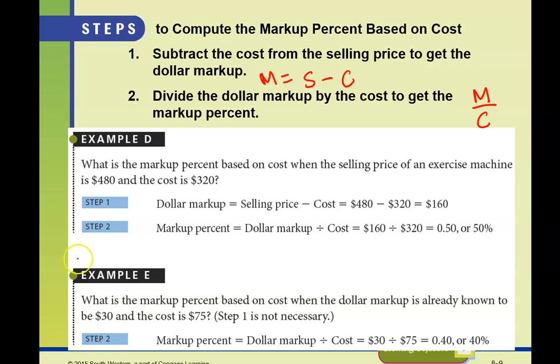In this example, it says, what is the markup percent based on cost when the selling price of an exercise machine is $480 and the cost is $320? So the first step is to calculate the dollar markup. $480 minus $320 is $160. So there is a $160 markup. To calculate the markup percent, I'm taking that dollar markup of 160, dividing that by 320, which gives me a 50% markup.